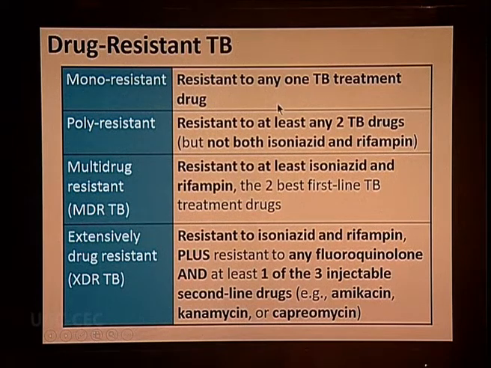Then another way of viewing resistance is to define it according to the extent of resistance against the antibiotics. For example, it can be monoresistant if it is resistant to any one TB treatment drug. It can be polyresistant if it is resistant to at least any 2 TB drugs, but you have to remember, not both isoniazid and rifampin, either of these. Then there is multi-drug resistant tuberculosis, resistant to at least isoniazid and rifampin, the best first line TB treatment drugs. So this time, resistant together. And finally, the extensively drug resistant tuberculosis. That's the most dangerous strain, resistant to isoniazid and rifampin, plus resistant to any fluoroquinolone antibiotic, and at least one of the 3 injectable second line drugs like amikacin, kanamycin, or capreomycin.